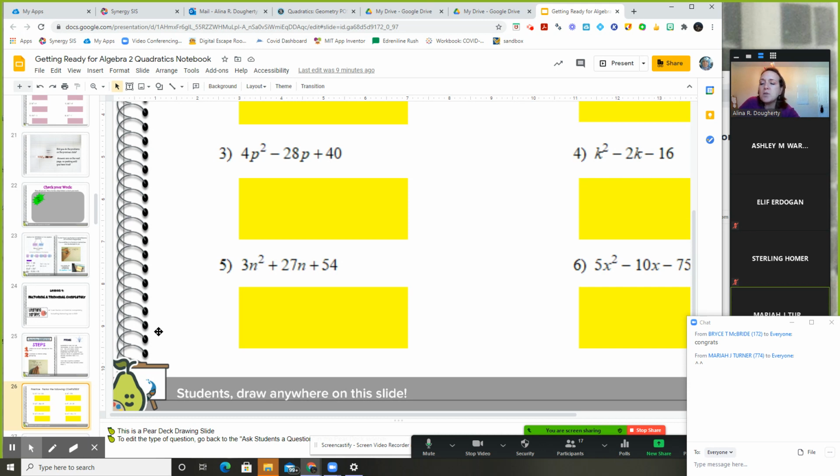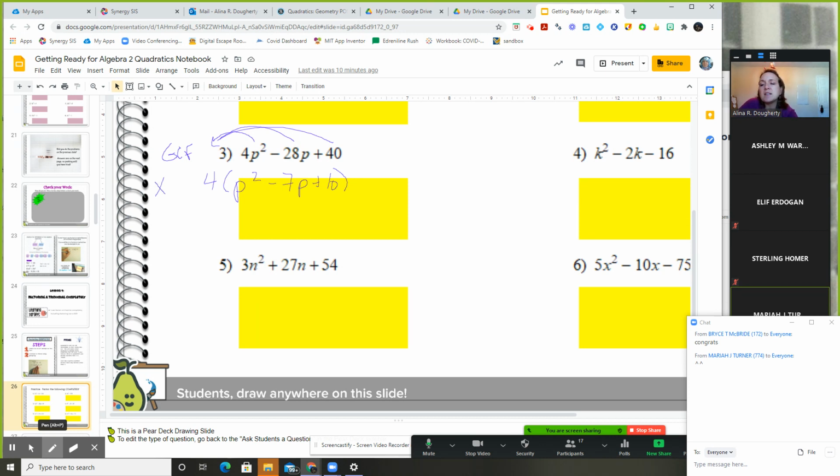All right, question number 3 is where it gets a little tough. So step number 1 is the same. Greatest common factor. What can I divide 4p squared, 28p, and 40 by? What can I take out and put on the outside of my parentheses? 4, 100%. So if I divide everything by 4, I end up with p squared, 28 divided by 4 is 7p, 40 divided by 4 is 10. Everybody good with that?